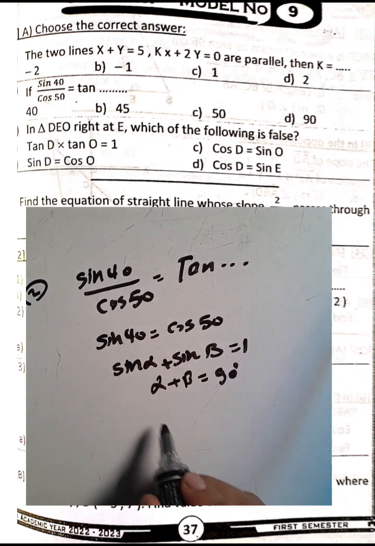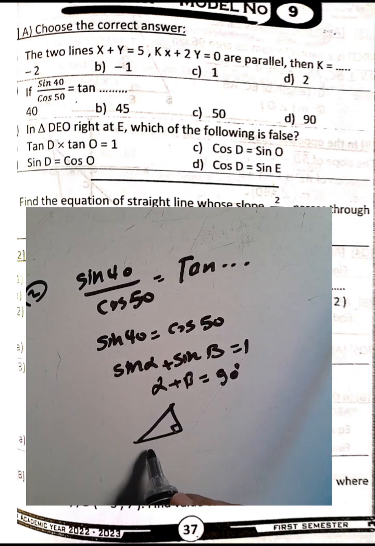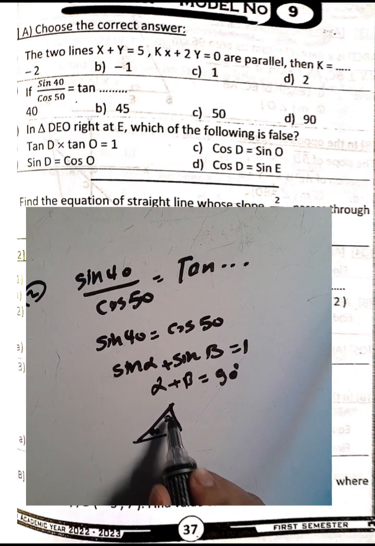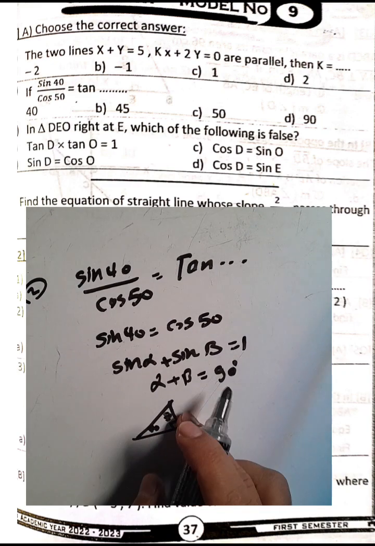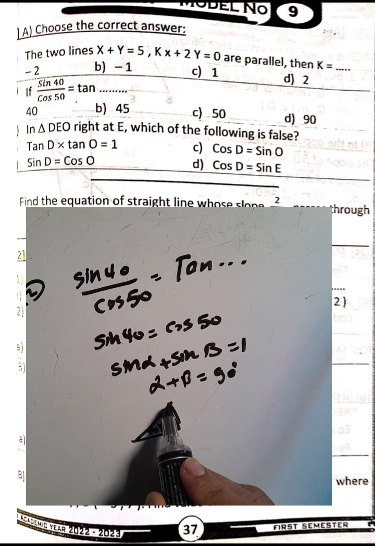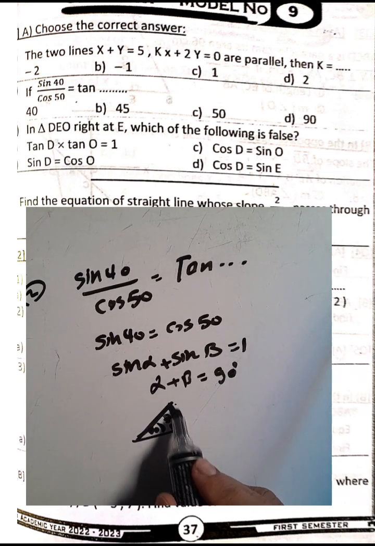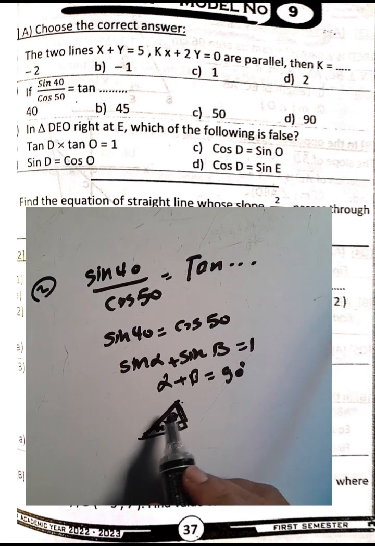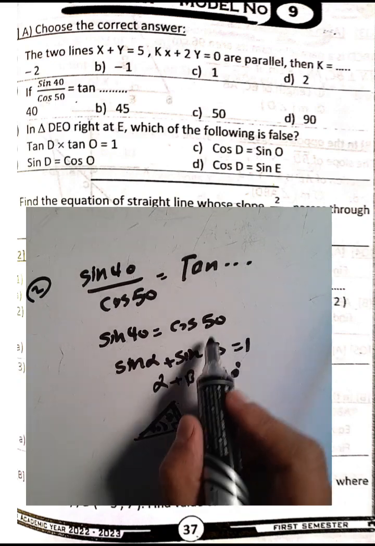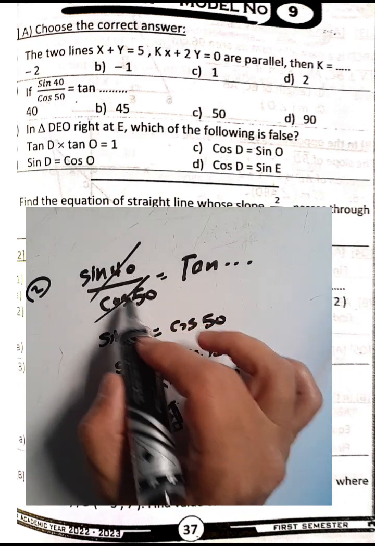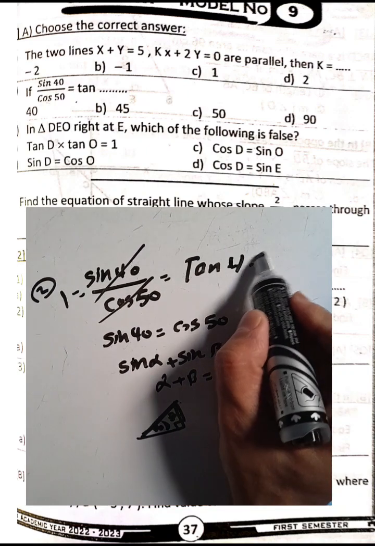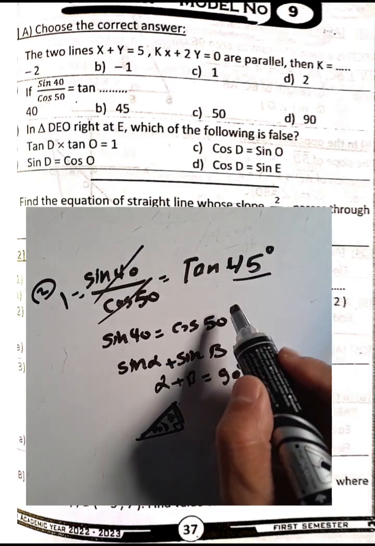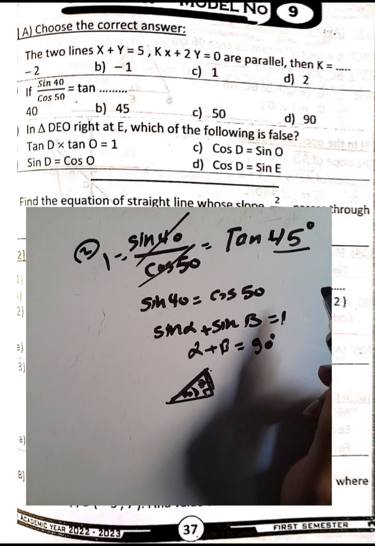Then sine 40, if we have a right angle triangle with this angle 40 and here 50, then sine 40 is cosine 50. Sine of 40 is opposite over hypotenuse, and cosine 50 is adjacent over hypotenuse, so they are equal. If we divide sine 40 by cosine 50, the result is 1. 1 equals tan 45, so the measure of the angle is 45.